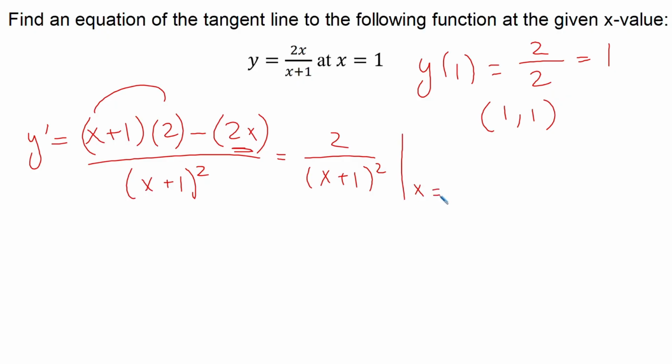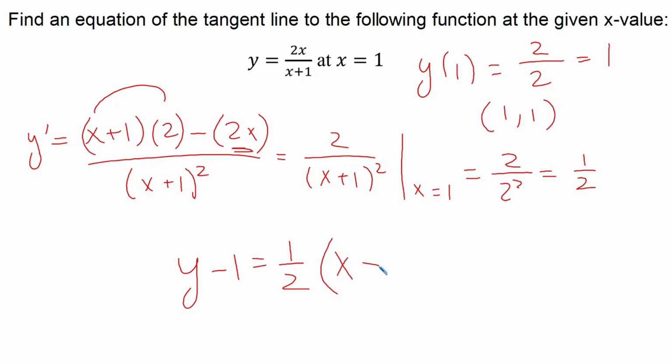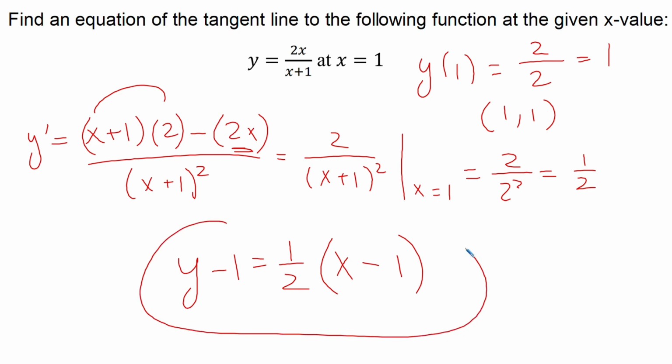If we evaluate that at x equals 1, that's just going to be 2 over 2 squared, or 2 over 4, which is 1/2. Once again, we'll use point-slope form here. We'll just write y minus our y value, which is 1, equals 1/2, our slope, times our x minus our x value, which is just 1. Of course, if you want to convert it to slope-intercept, go ahead, but not necessary at all.